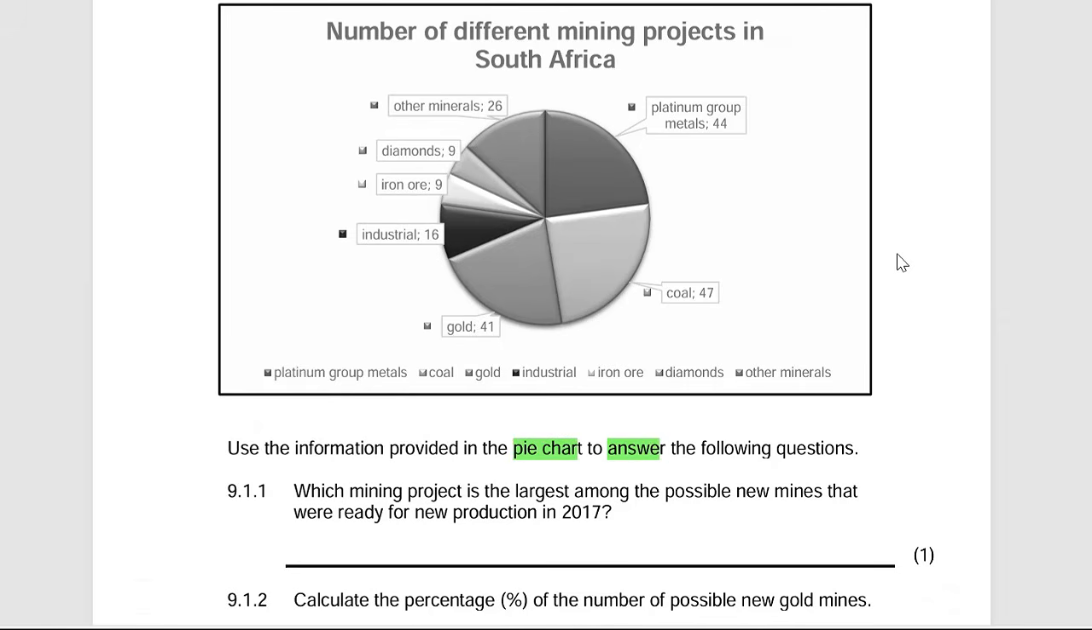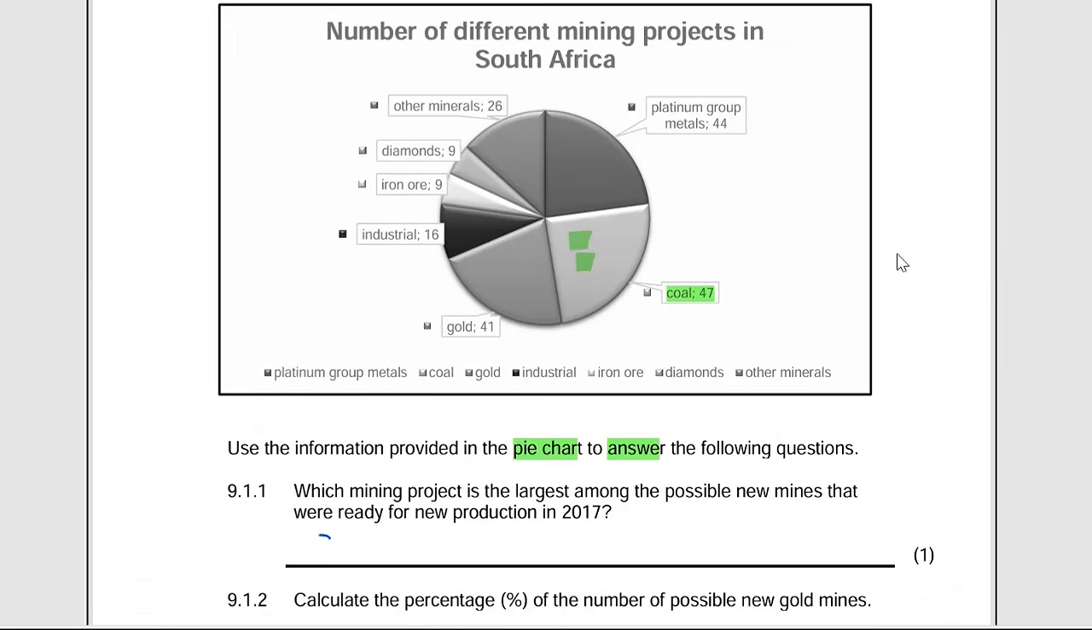It says, which mining project is the largest among the possible new mines that were ready for new production in 2017? So if we can look at this one, which one has got the highest there? Yes, the highest is going to be our coal. It has got the lion's share, so it's going to be coal, which is 47. So I'm going to write coal here. Then we proceed to the next one.